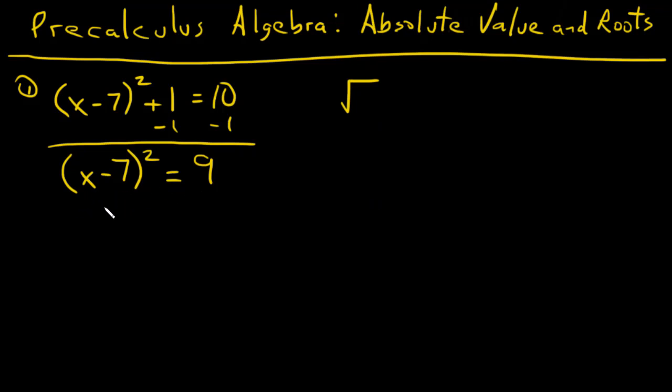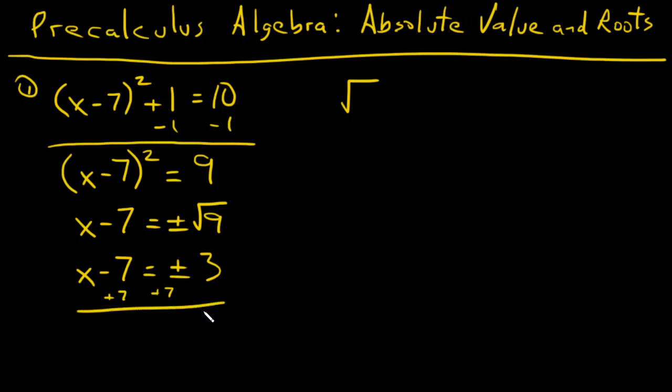So taking the square root of both sides, since the square root is the inverse of the square, we will cancel the square and we'll be left with x minus 7 equals plus or minus square root of 9. And so x minus 7 equals plus or minus 3. Now I can solve for my x, and I get x equals 7 plus or minus 3. And that's it. Not too bad.